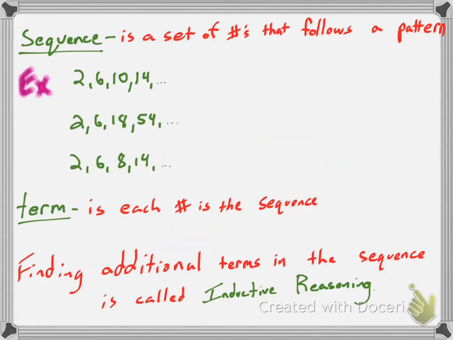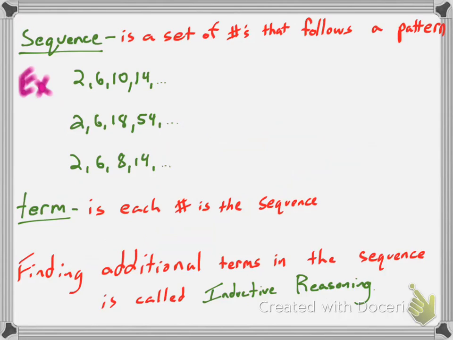So 2, 6, 10, 14 follows a pattern. 2, 6, 18, 54 actually follows a pattern. 2, 6, 8, 14 follows a pattern. Now, sometimes those patterns are a little bit more involved than what we're going to talk about today. But we will talk about them in the future.